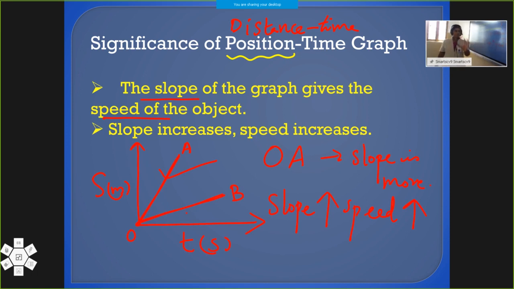So by seeing the graph at a glance, checking the slope, we are able to identify which has more speed, which moves faster. We can compare the speed of two different objects like this. So slope is more, speed will be more.